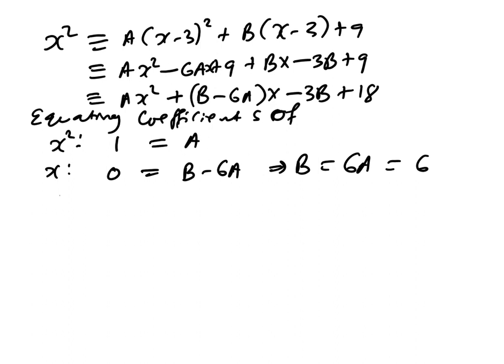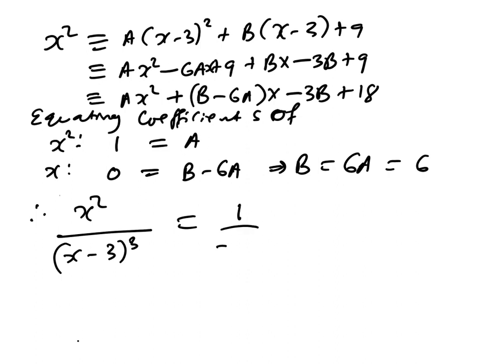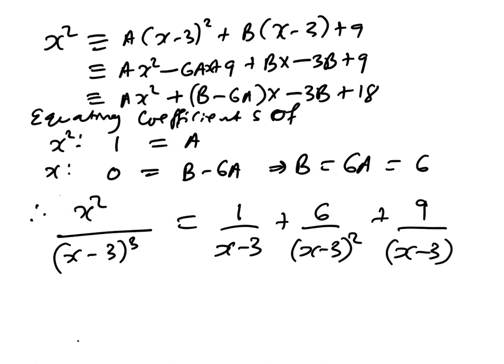which is equal to 6. And therefore, we shall have x squared out of x minus 3 cubed giving us A, which is 1 over x minus 3, plus B, which is 6, over x minus 3 squared, plus C, which is 9 over x minus 3 cubed. And we have resolved this into partial fractions.